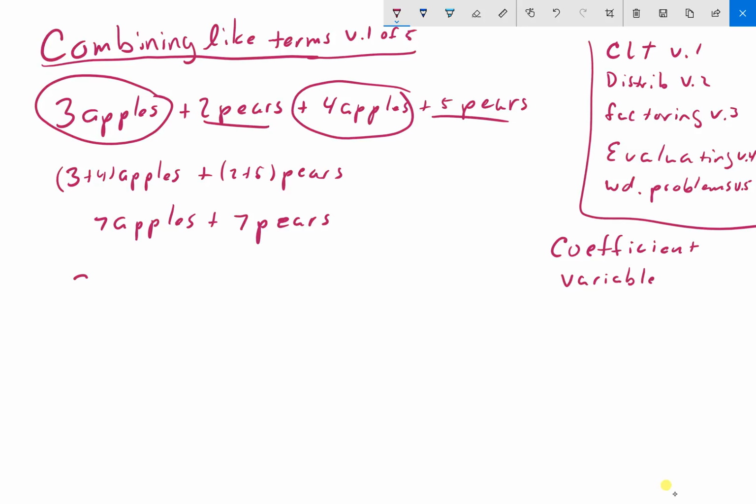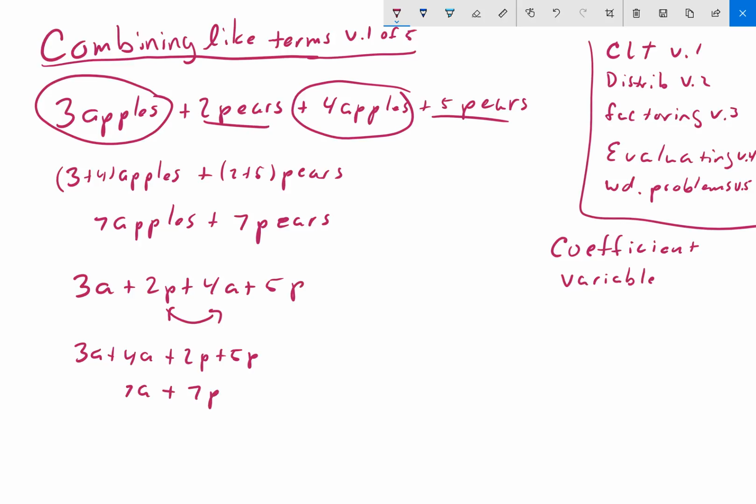If I was going to do this algebraically, I might just say 3a plus 2p plus 4a plus 5p. Now, if I use the commutative property, I could swap these two and say 3a plus 4a plus 2p plus 5p, and that gives me 7a plus 7p.